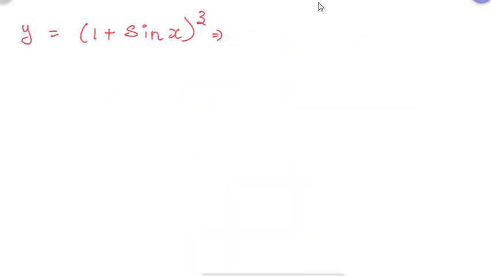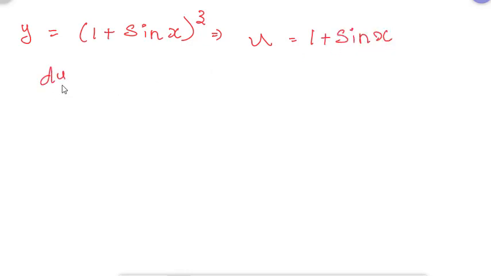Here you can see one trigonometric expression. So y is equal to (1 plus sin x) whole cube. First, the simple thing: you have to take the u value as 1 plus sin x. So u is equal to 1 plus sin x, you have to take like this. After that, you have to differentiate y with respect to u.